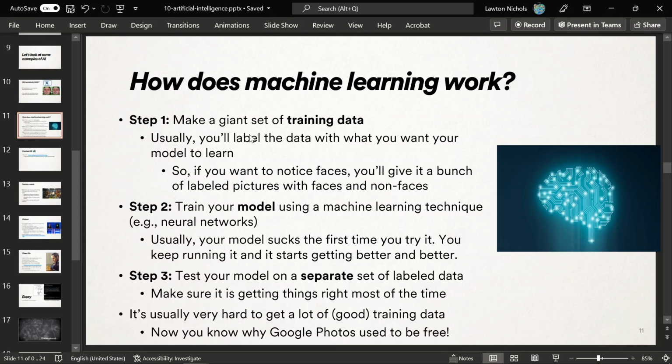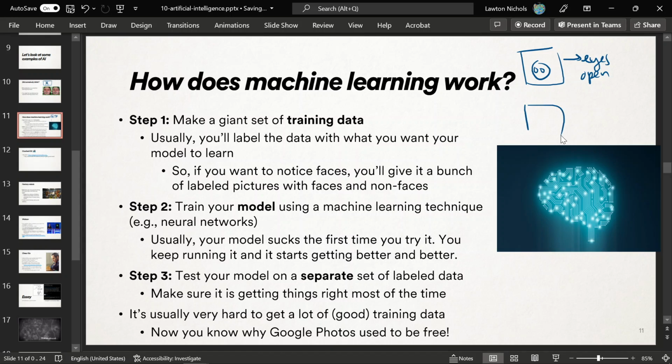Okay, so what you do is you make first a giant set of what's called training data, because you're going to train your artificial mind in your computer. You're going to have it learn what the difference is between these pieces of training data. And usually you will label that data with what you want. So you're going to take a bunch of pictures of people with their eyes open, right? I don't know. That's my best drawing of people with eyes open. So you're going to have a bunch of pictures like that, just in different backgrounds, different lighting levels.